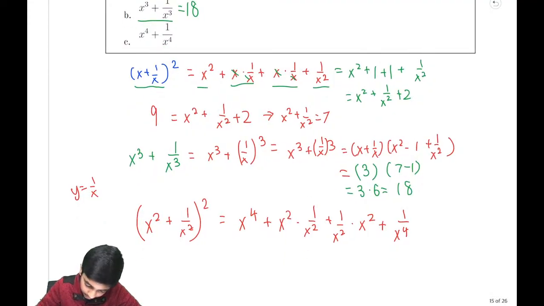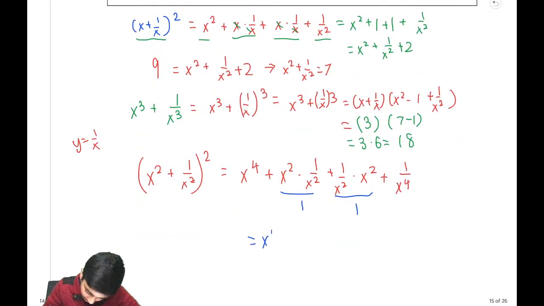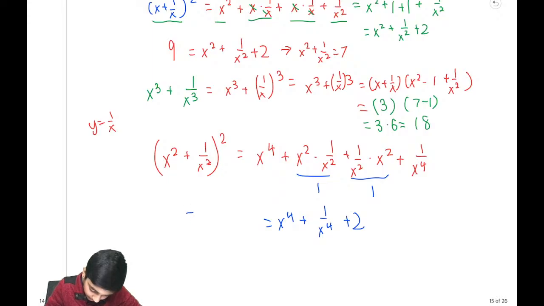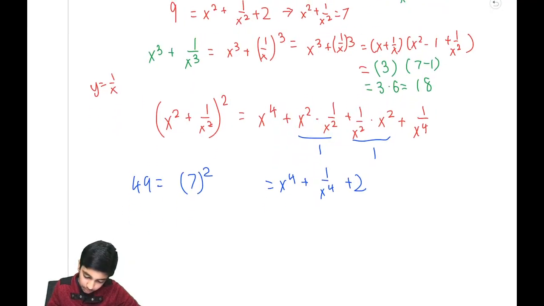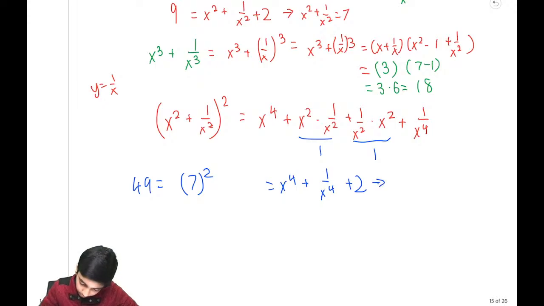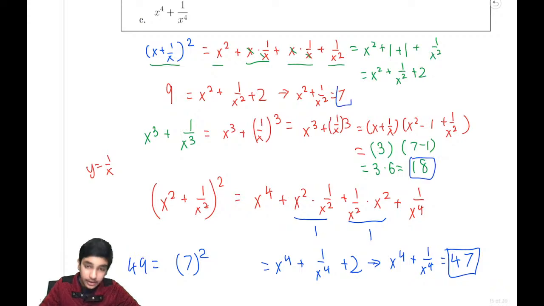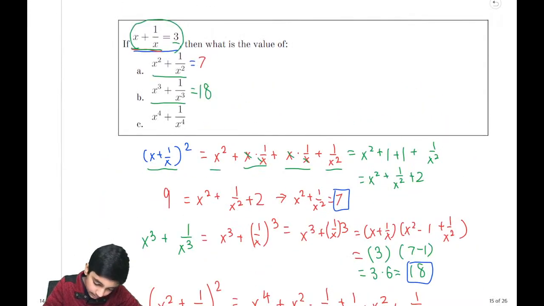And we know that this is 1, and this is 1. So this simplifies to x to the 4th plus 1 over x to the 4th plus 2. And if x squared plus 1 over x squared is 7, then we have that 7 squared is equal to x to the 4th plus 1 over x to the 4th plus 2. So this means 49 is x to the 4th plus 1 over x to the 4th plus 2, or that x to the 4th plus 1 over x to the 4th is 47. So that's our answer to this part. So 7, 18, and 47 are our 3 answers.